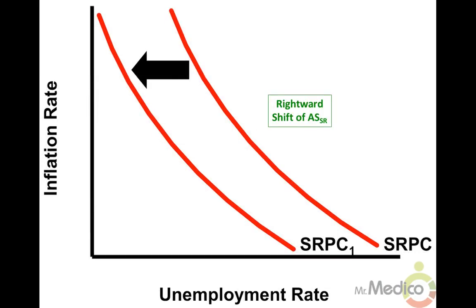If we have a rightward shift of aggregate supply, say a positive supply shock, or if the economy is self-correcting in the long run from a recessionary gap, the aggregate supply goes to the right, which means that prices are low, and unemployment would decrease as output's increasing. That's a leftward shift of the short-run Phillips curve.